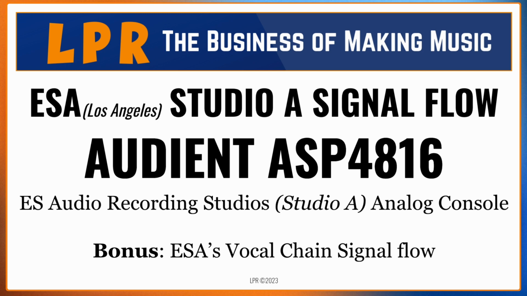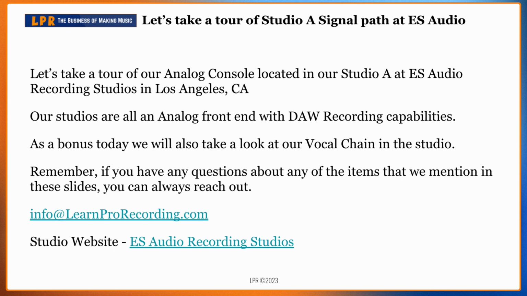So we're going to take a look at this console and see what the signal flow is and where it comes from. And as a bonus, at the end of this, I'm going to run through our vocal chain, the signal flow of one of our main vocal chains that we use quite often for vocals. So let's take a tour of our analog console, which is located in Studio A at ES Audio Recording Studios in Los Angeles, California. Our studios are all analog front end with DAW recording capabilities. Of course, Studio A does have tape machines. We have a 2-inch 24-track and a 4-track half-inch, quarter-inch machine for mastering.